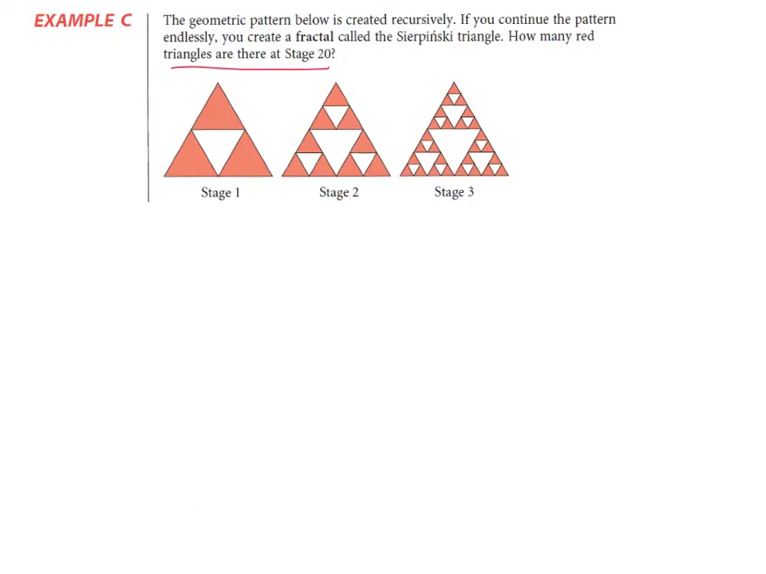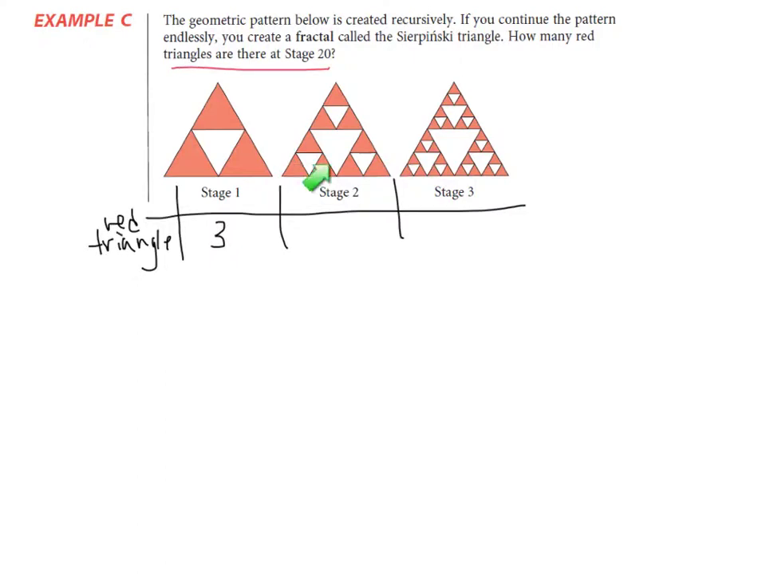So we are going to start by setting up a table, writing a recursive rule, and then we can find the 20th term. Okay, so our stage 1, and we can kind of build our table into our information given to us, and we're counting the red triangles. So stage 1 has 3 red triangles. Stage 2 has 1, 2, 3, 4, 5, 6, 7, 8, 9 triangles.